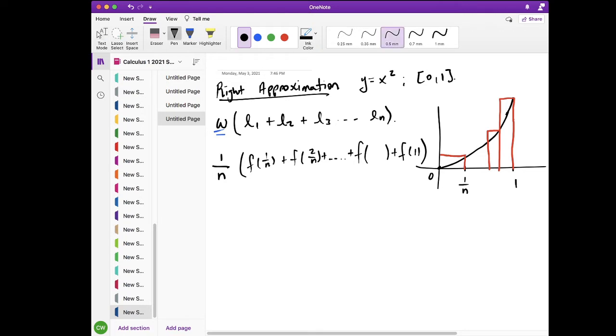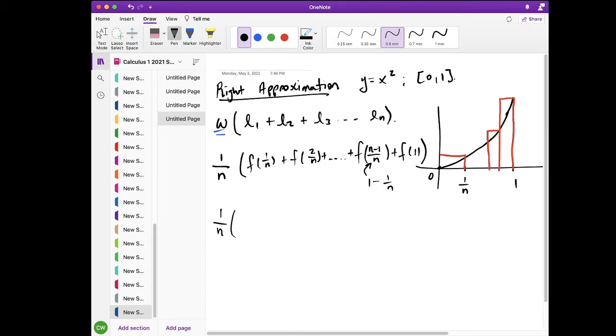So I keep on adding 1 over n, and then I get f of 1. What comes right before it? Give me 2 answers. Good, yeah, n minus 1 over n. Or I can think of it as 1 minus 1 over n, and then if you do a common denominator, that's n minus 1 over n.